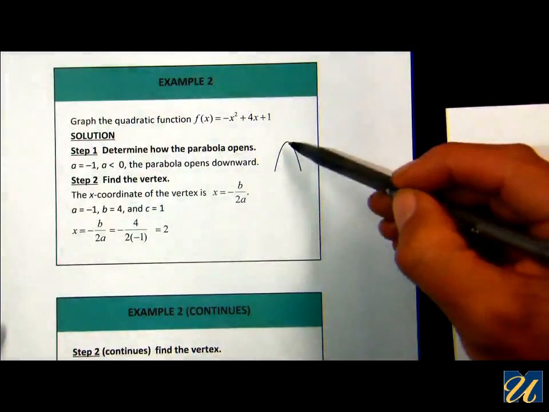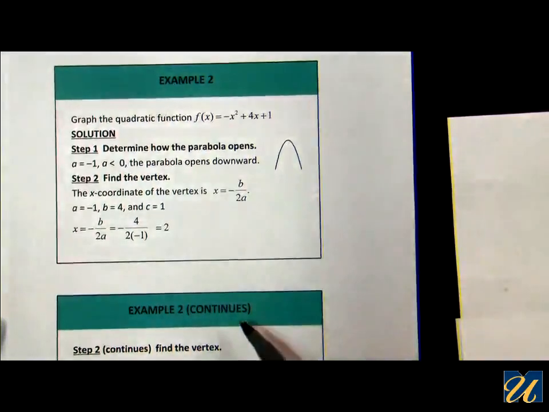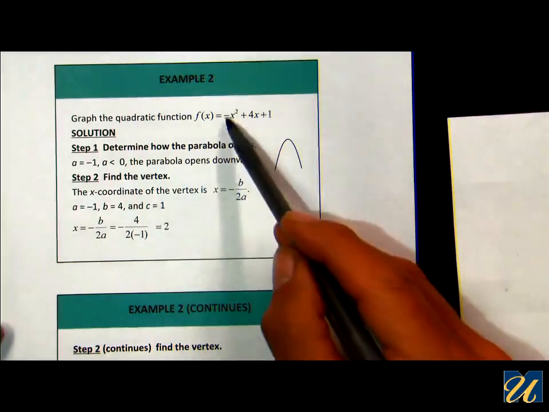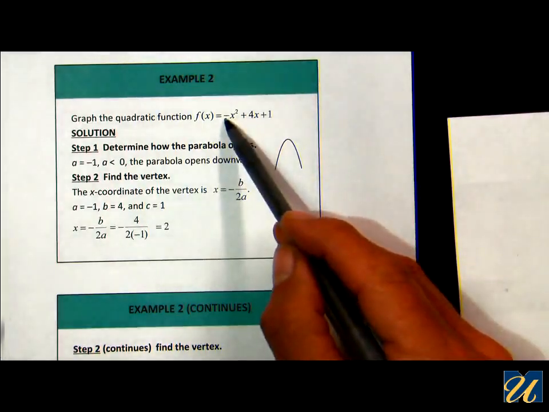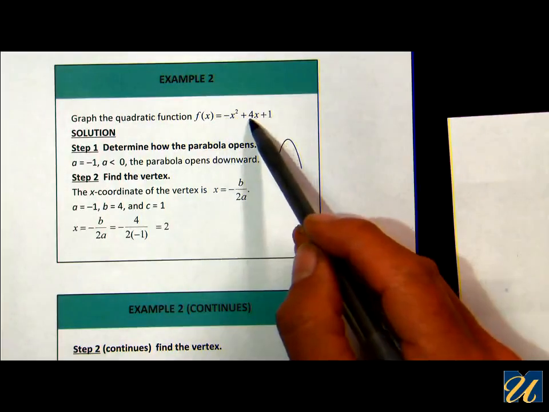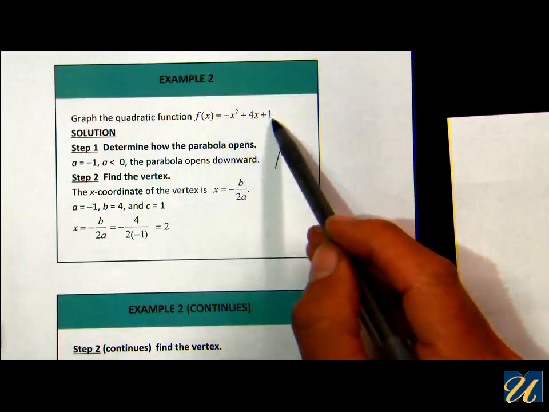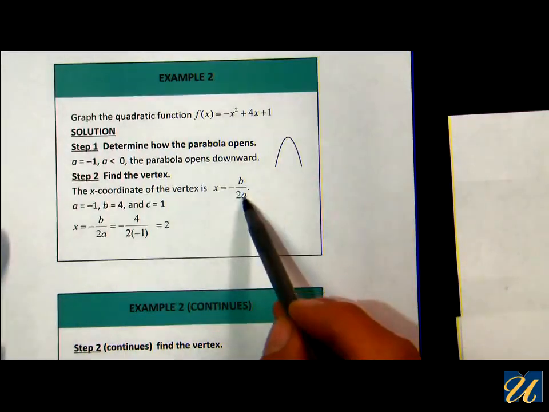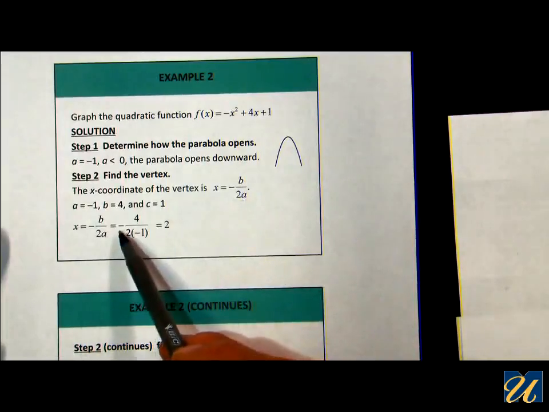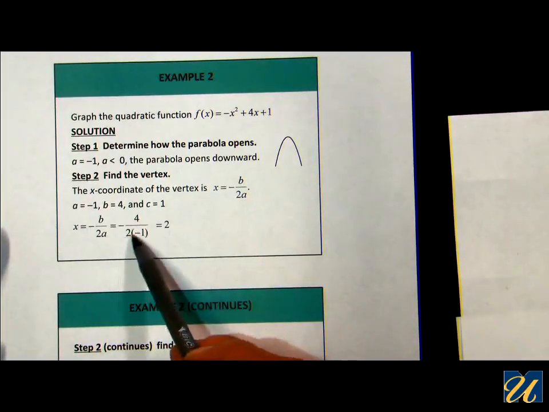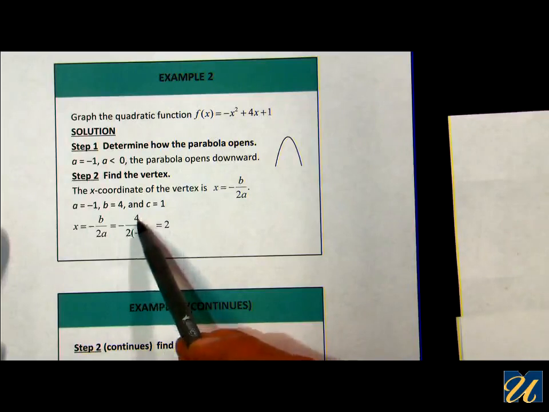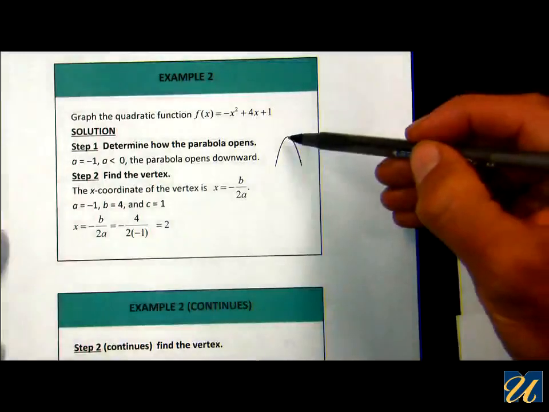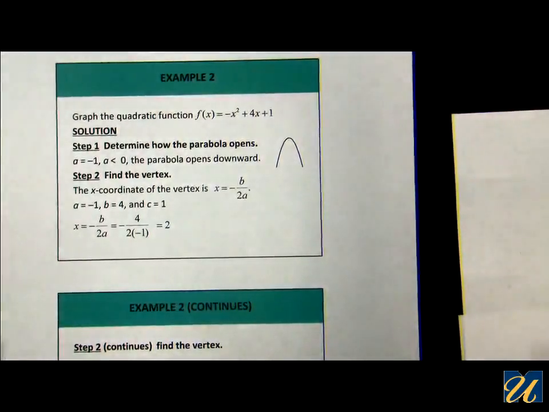Now let's get the most important point, which is the vertex right here. The x-coordinate of the vertex is negative b divided by 2a. Okay? A is negative 1, that's the multiplier of x squared. B is your multiplier of x, which is 4. And the c value happens to be 1, which we'll need later for the y-intercept. So let's compute negative b over 2a. That'll be the opposite of 4 divided by 2 times negative 1. Negative 4 divided by negative 2 is positive 2. So the most important point of the parabola is to the right of the vertical axis.